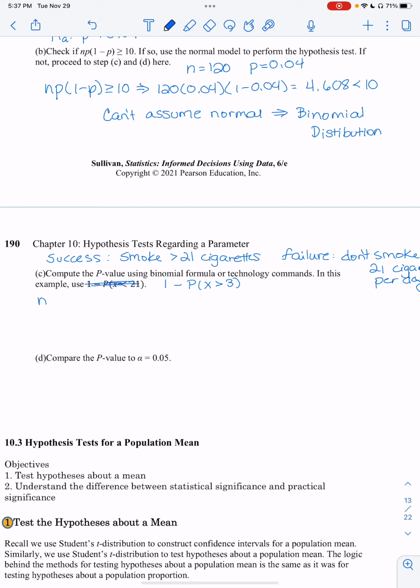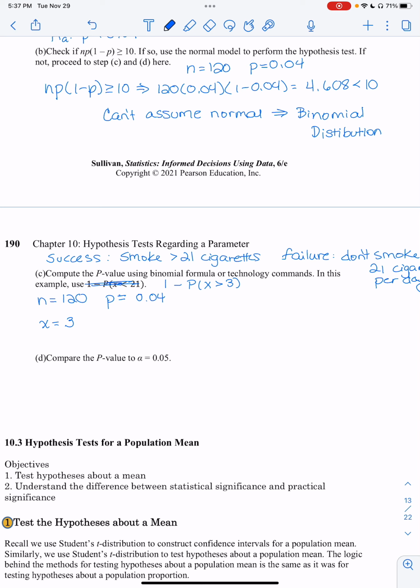Well, let's write down some things. We have an N of 120. We have a P value for our population per our null hypothesis of 0.04, right? And our actual data shows that we have an X of 3, because we have 3 people that smoked that much out of our sample size of 120.